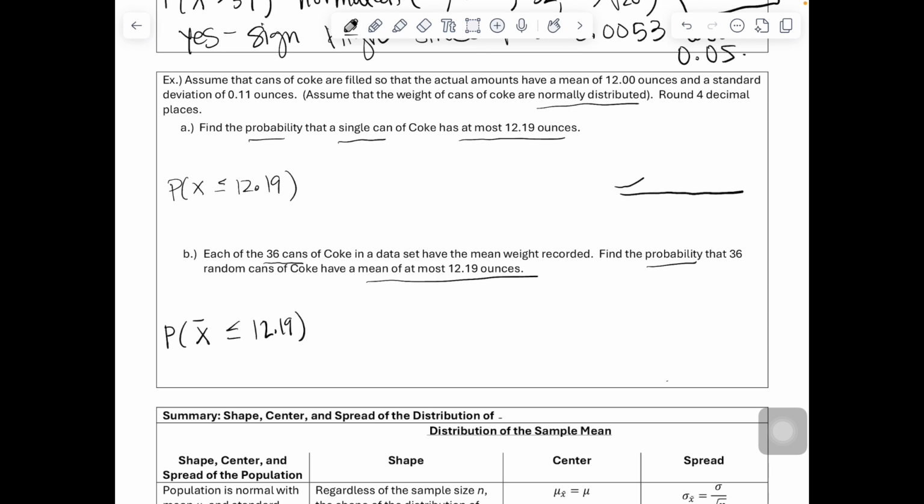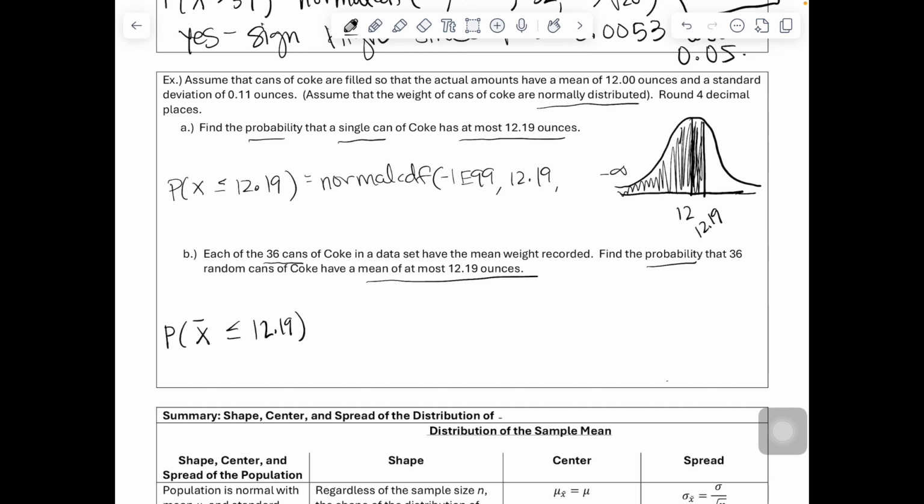So I'm going to go ahead and sketch our normal curve, which we know that the mean is 12, and 12.19 is a little bit larger. And since it says at most, that means it's going to be anything smaller than this. So to calculate that probability, we use normal CDF. Our lower bound, which is negative infinity, will be negative 1e99, comma upper bound is 12.19, comma the mean, which is 12, and then comma our standard deviation, which is 0.11.